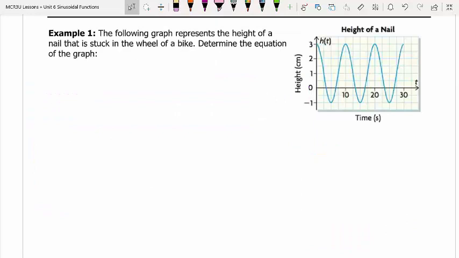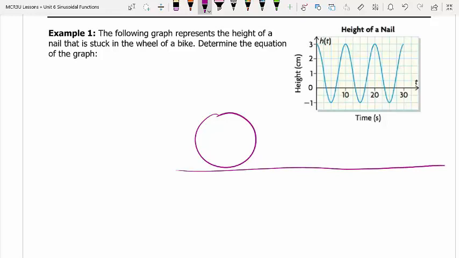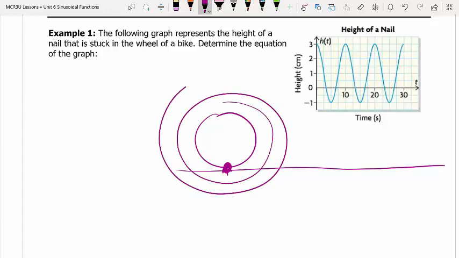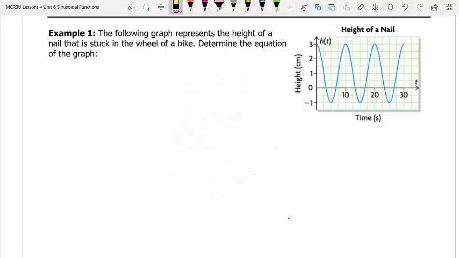Example 1. The following graph represents the height of a nail that is stuck in the wheel of a bike. Determine the equation of the graph. Just to give you some background, if you were picturing a wheel of a bike riding along the road, it's going to hit the nail. So the nail is going to start at the bottom of the wheel. And as you keep biking, the wheel is going to go around and around. The nail is going to travel to the top of the wheel, and then it's going to rotate back down. And it's going to continue a cycle like that. So that's why we can use a sinusoidal function to model this scenario.